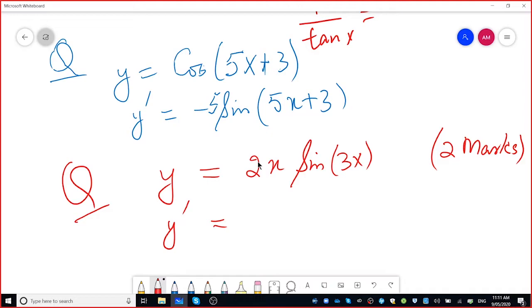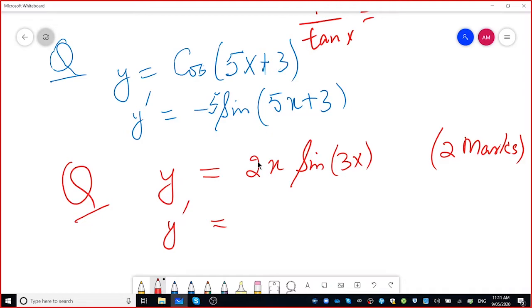I think I got it. So is it 6x sine 3x, sorry, plus 6x... no, 6x cos 3x, sorry. That was 6x cos 3x, plus 2 sine 3x. Yeah, that's correct. So we know it's u times v.